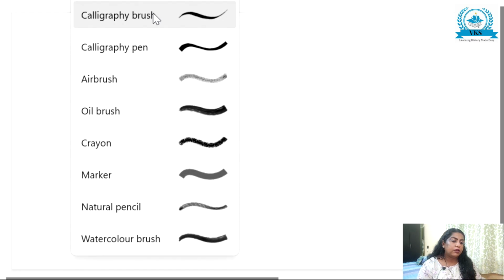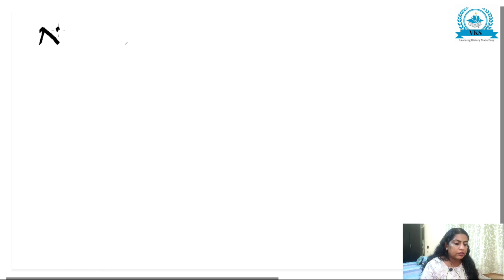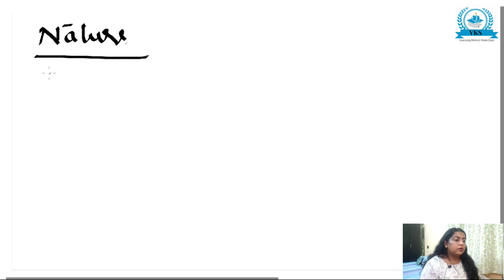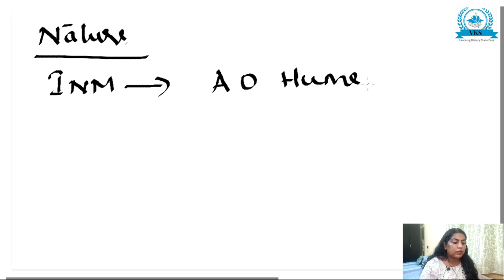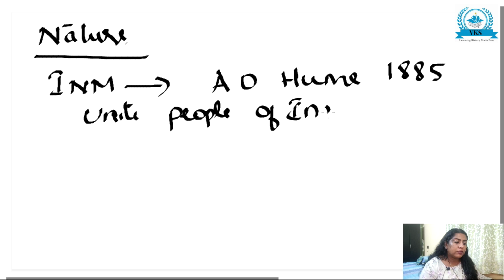Now let us see the nature of political parties. Taking the case of India, the nature of the Indian party system can be tracked back to the Indian National Movement. The Indian National Congress was founded by A.O. Hume in 1885, to unite the people of India against the British rule.